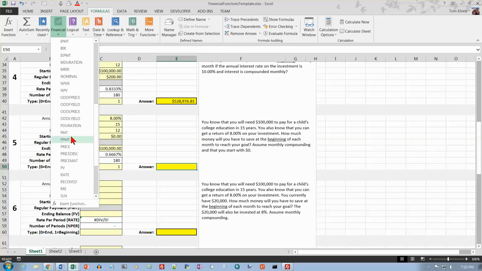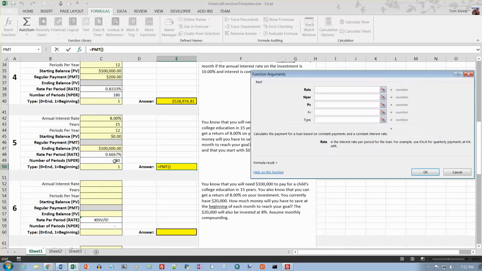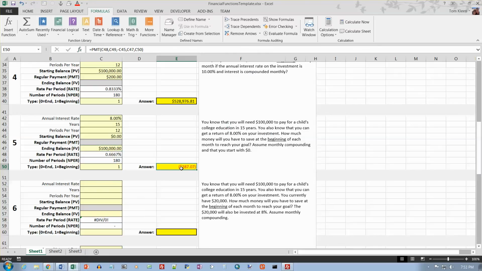So let's do the PMT function. And the rate is going to be this. The number of periods is going to be this. The present value on a savings problem is a negative number because it's the sum of a bunch of payments. The future value is my goal. That's a positive number. And the type is going to be this down here, and click on OK. And it tells me I'll have to save $287 a month to reach that goal.